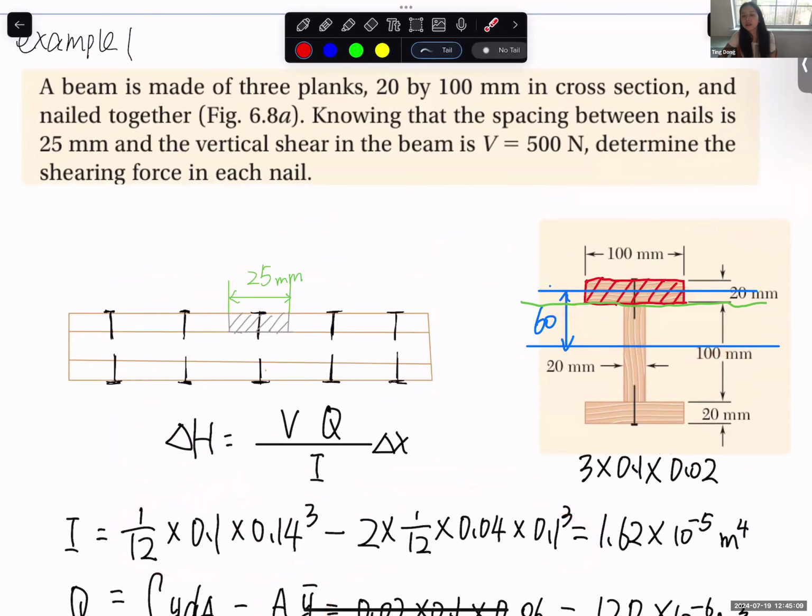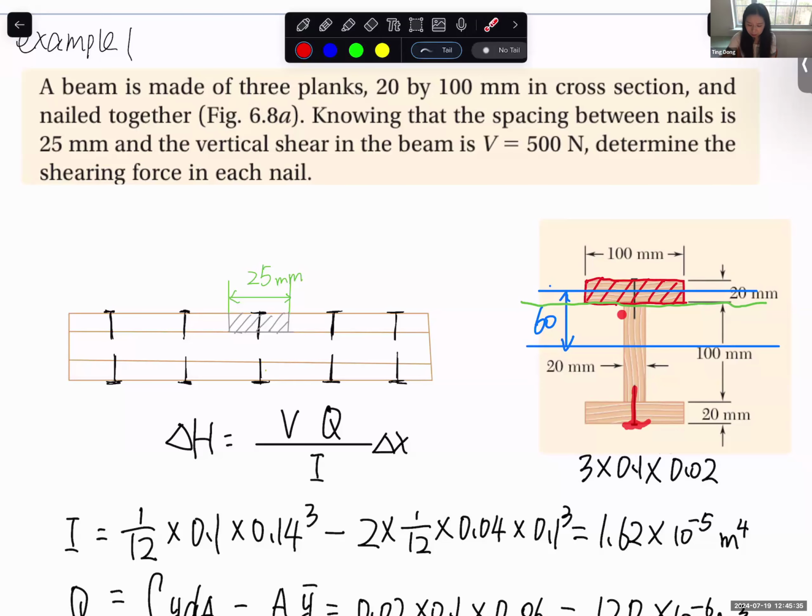Another question is, here we have two nails. Does it affect our calculation? The answer is no, because we are talking about the shear force carried by this nail. Let's focus on one nail here. It really doesn't matter.